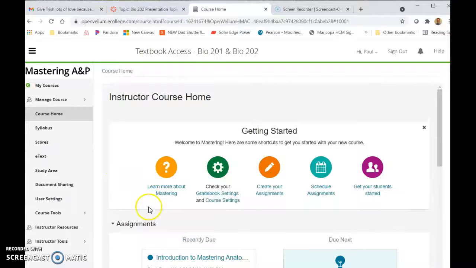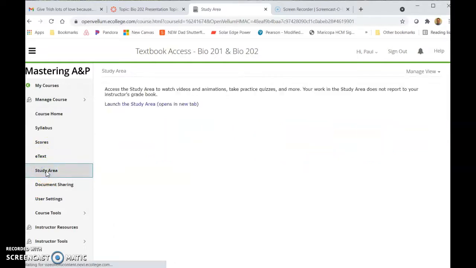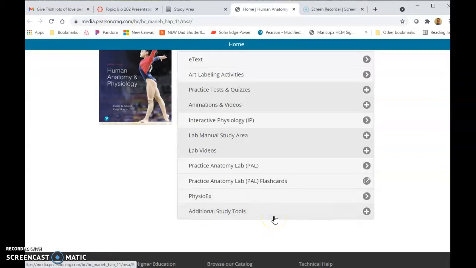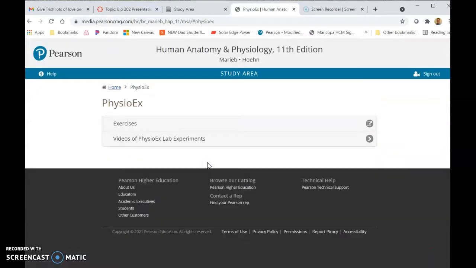And you want to go to the study area. See on the left? Now, if you have an e-text, if you have the textbook electronically, it's right there. There's some other things here. Actually, I don't use any of this because we have the Canvas course, so don't worry about any of that stuff. But the e-text and the study area are helpful. So let's hit study area. And you have to hit launch the study area. And we want to do the Physio EX first. So here it is. If you scroll down, there's Physio EX and then the exercises.